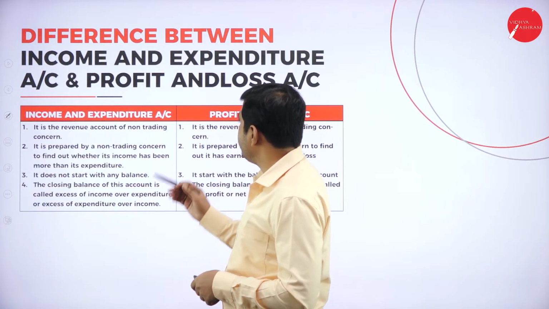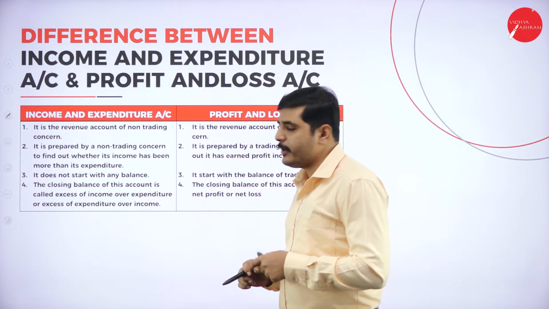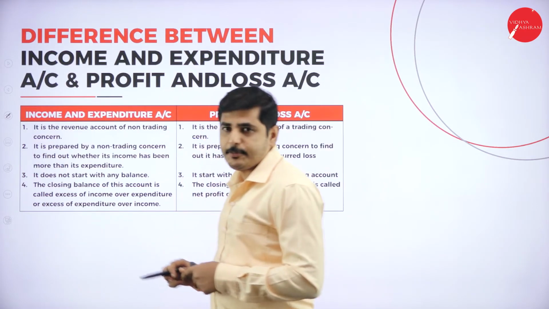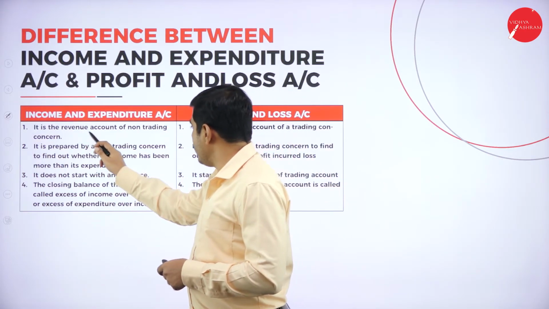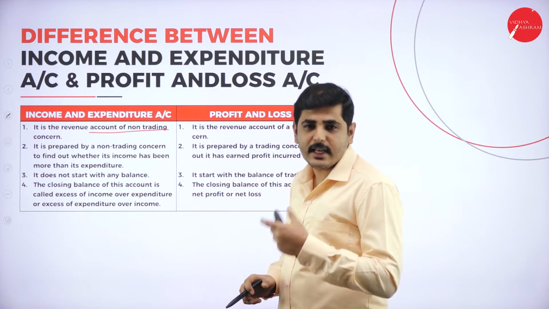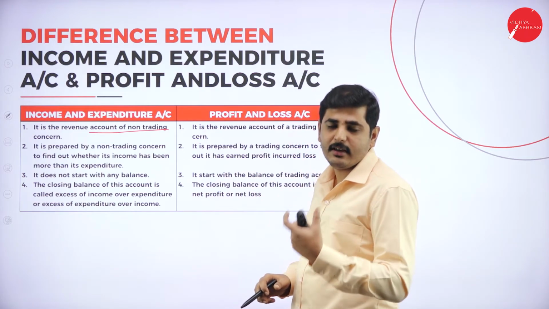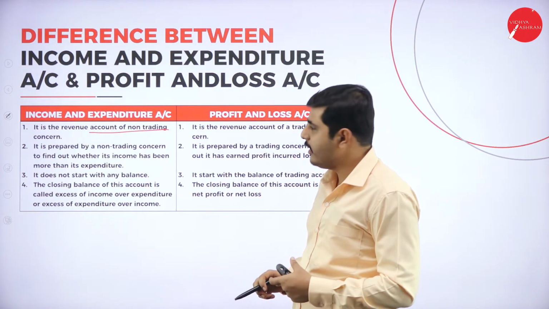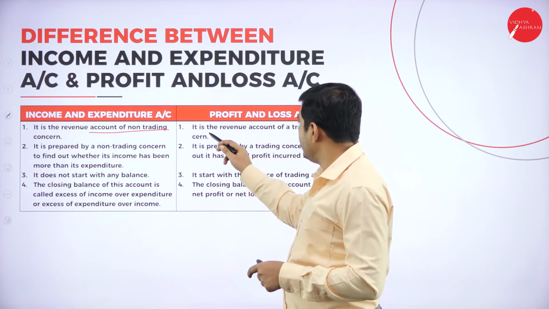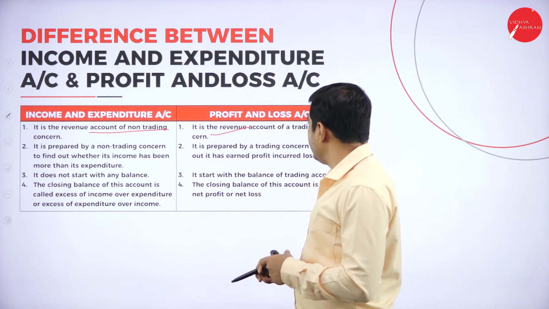The next one, difference between income and expenditure account and profit and loss account. What do we mean by the income and expenditure account, and the profit and loss account? Now the next point is, it is the revenue account of a non-trading concern. It is an actual revenue account, where we write how much we receive, the day-to-day activity. The profit and loss account is the revenue account of the trading concern.